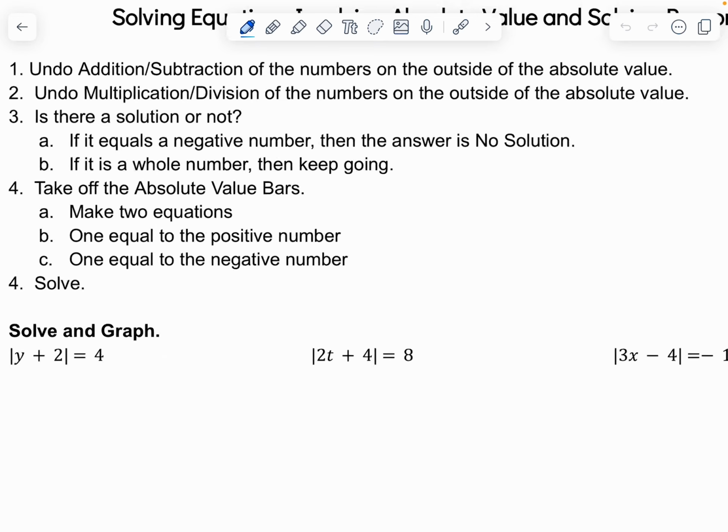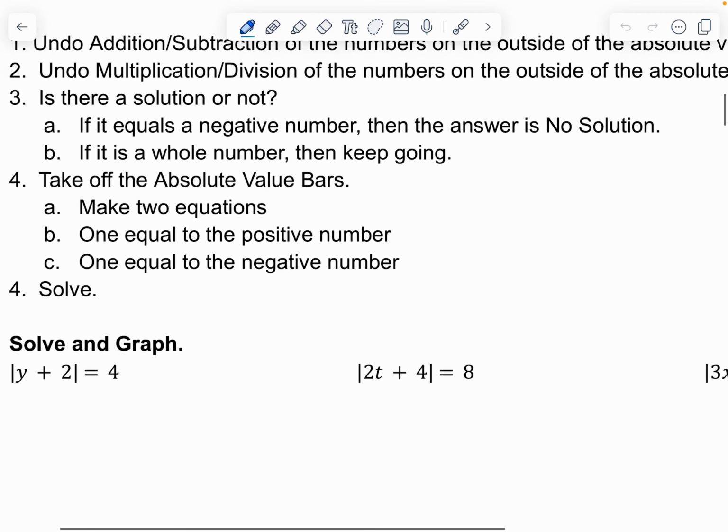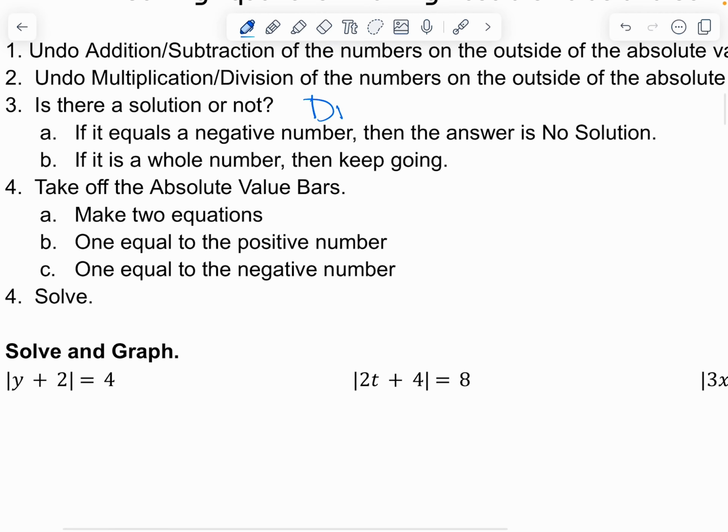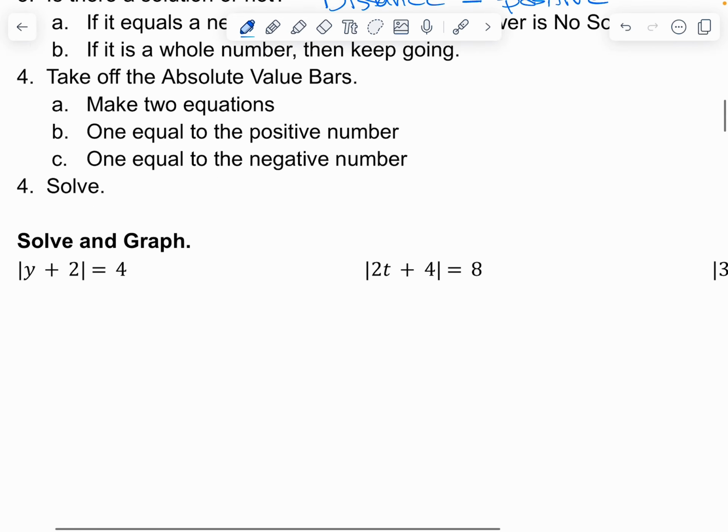Now, is there a solution or not? Remember, the absolute value is the distance from 0, and distance needs to be positive. So if it equals a negative number, then the answer is no solution. You can't do that problem because there's no distance that's negative. If it's a whole number, meaning it's a positive number or 0, then you keep going. Then you take off the absolute value bars, you make two equations. One is going to equal a positive number and one a negative number, and then you solve it.